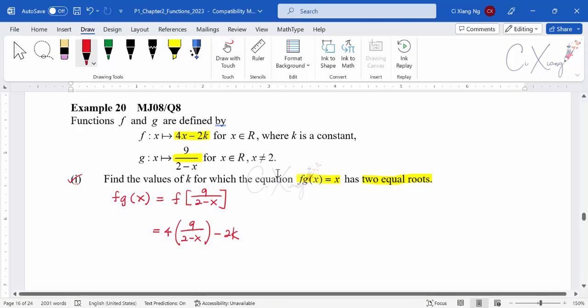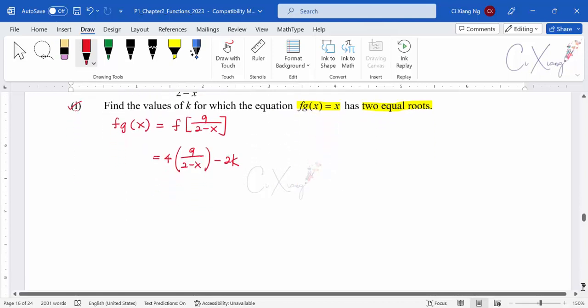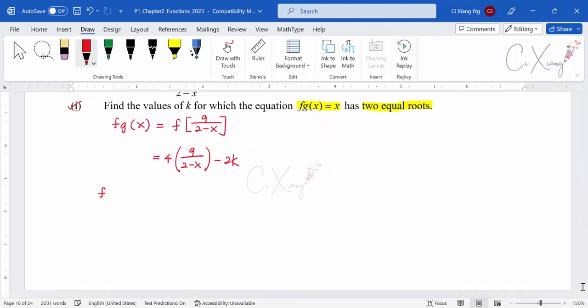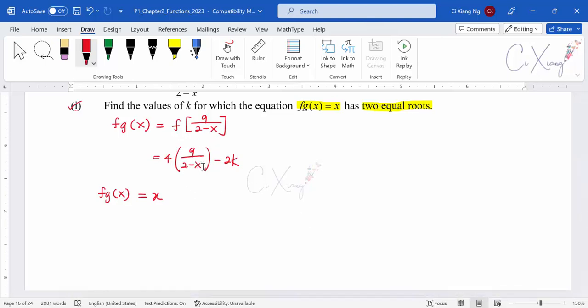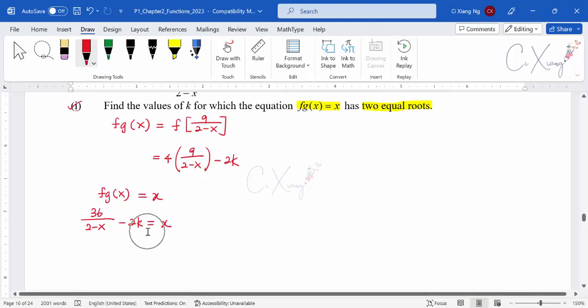Okay, and now for this question, they are telling us that fg(x) equals x. I need to form the equation for fg(x) equals x. Since this is given by the question, I'm using this information to start. So my fg(x) is this one. If I simplify, I'll have 9 times 4, which is 36, divided by 2 minus x, minus 2k equals x. So this is my fg(x) equals x.